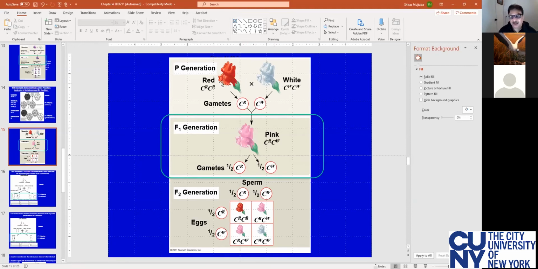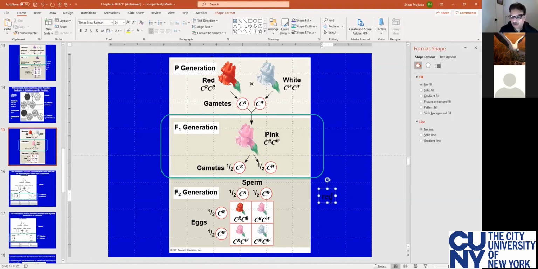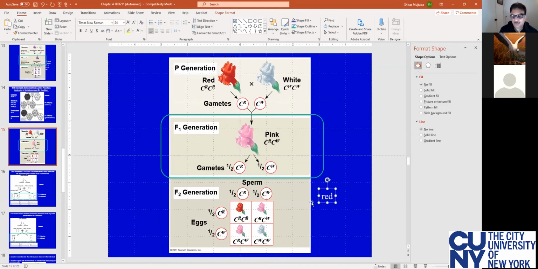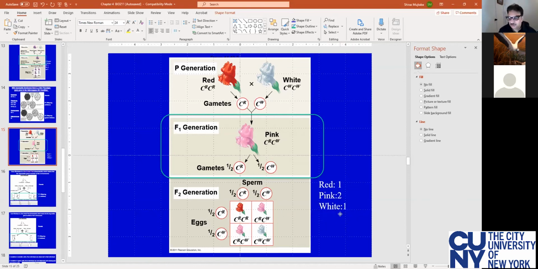Here you see the white flower and the red flower. When they're crossed, they make pink flower, which means that none of the colors are dominant, right? So there's blending. So what is the phenotype here? There is one red flower, two pink flowers, and one white flower. So the phenotype is 1:2:1.